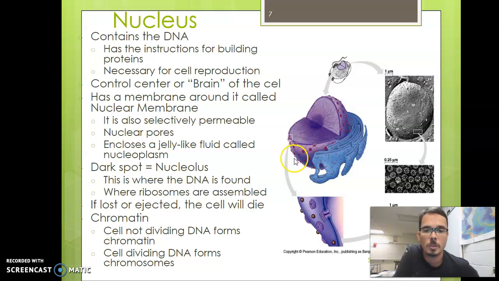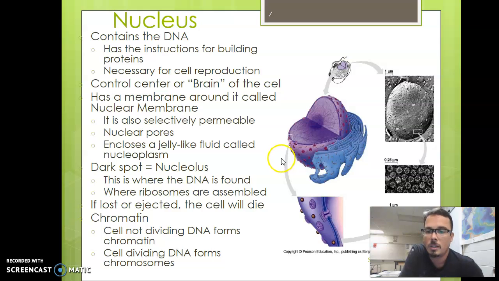In the middle of the cell, you have the nucleus. This contains DNA. It's the control center of the cell, like the brain. It has a membrane around it that lets things in and out. It's called the nuclear membrane. And then on the inside of the nucleus, you have a dark spot, which is the nucleolus. The nucleolus is where the DNA is found, and it's where ribosomes are assembled.